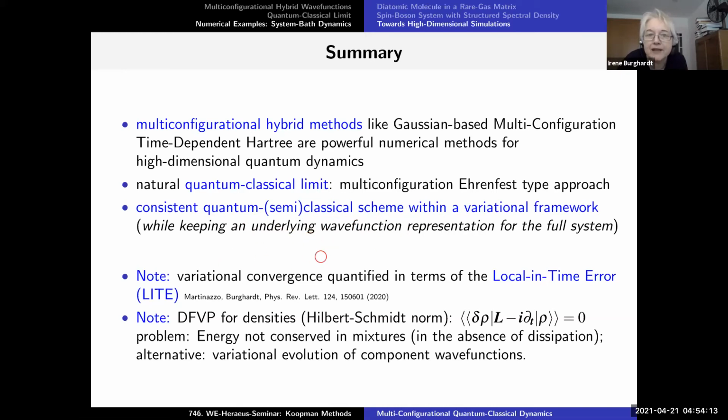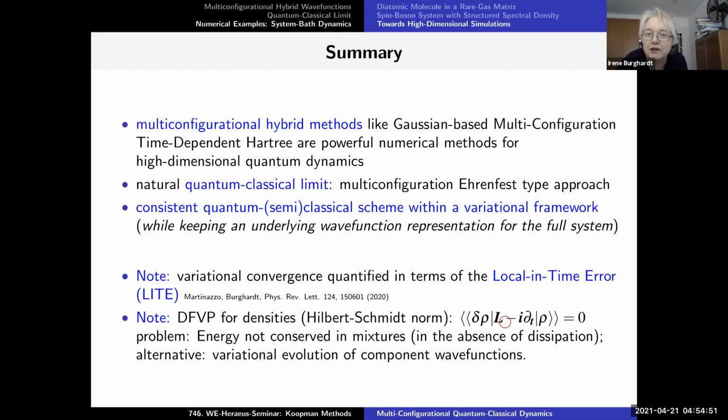Okay, so these wave functions can actually be made exact. So there are mathematical investigations showing that these multi-configurational wave functions do approach the exact dynamics. Also, we have new tools that improve on the variational convergence, which can be quantified in terms of a local and time error. And as a final remark, we actually prefer to use wave functions in this description because a corresponding variational description for densities is sort of a topic apart.